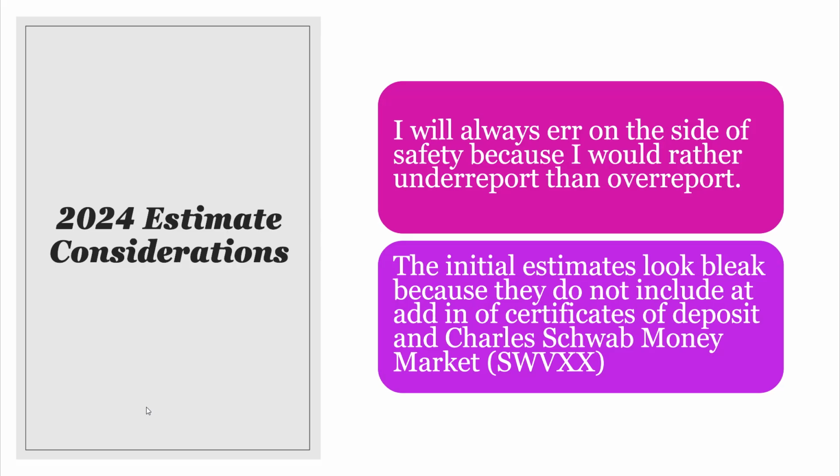I typically don't do anything related to dividend decreases unless there's a company actually held in the portfolio that I'm concerned about. But if there are no companies that I'm necessarily concerned about, then I'm not going to explore that route. I think I'd already mentioned that the initial estimates look a little bit bleak, and the main reason is that we are pulling out certificates of deposit and the Charles Schwab money market. The big reason we do that is they're just a little bit harder to track.